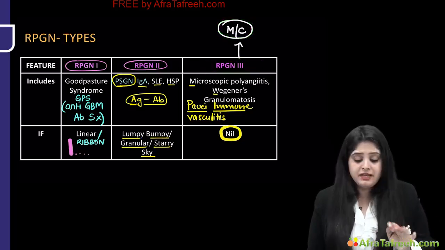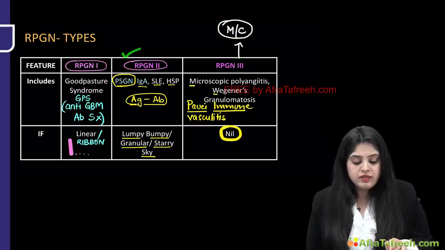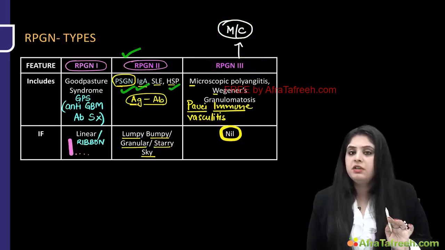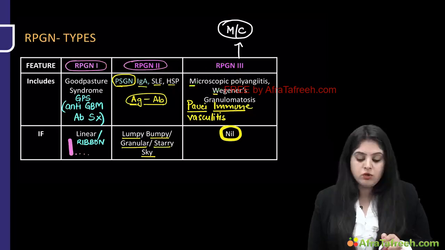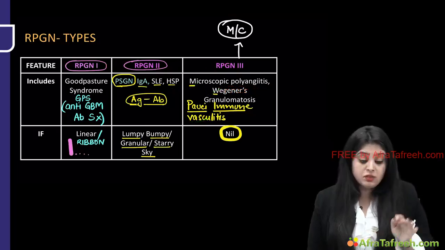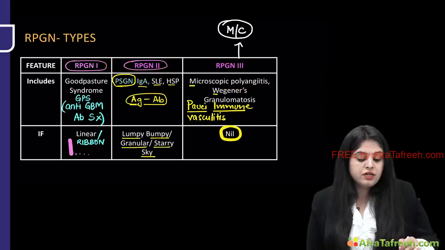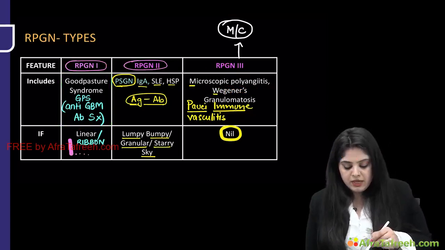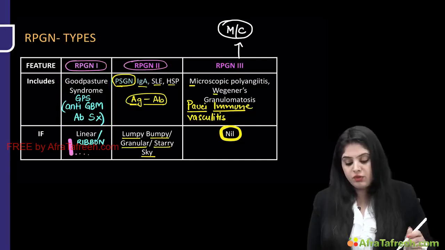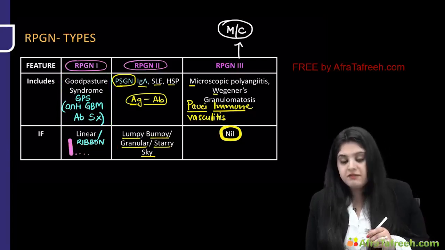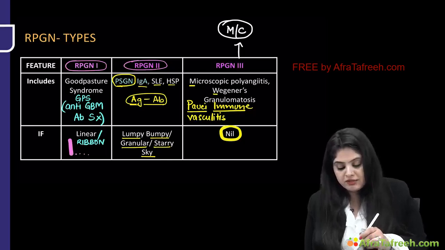We've done the basics. RPGN type 2 variety, PSGN, IgA, HSP I've studied. RPGN type 3, that is microscopic polyangiitis and granulomatosis with polyangiitis, we have already studied in vasculitis. The only disease that I have not studied over here is Goodpasture syndrome. So I'm going to go ahead with that now. Goodpasture syndrome is very famously known as the 1, 2, 3, 4 disorder. It's personally my favorite kind of disorder, so that is what I'll start with.